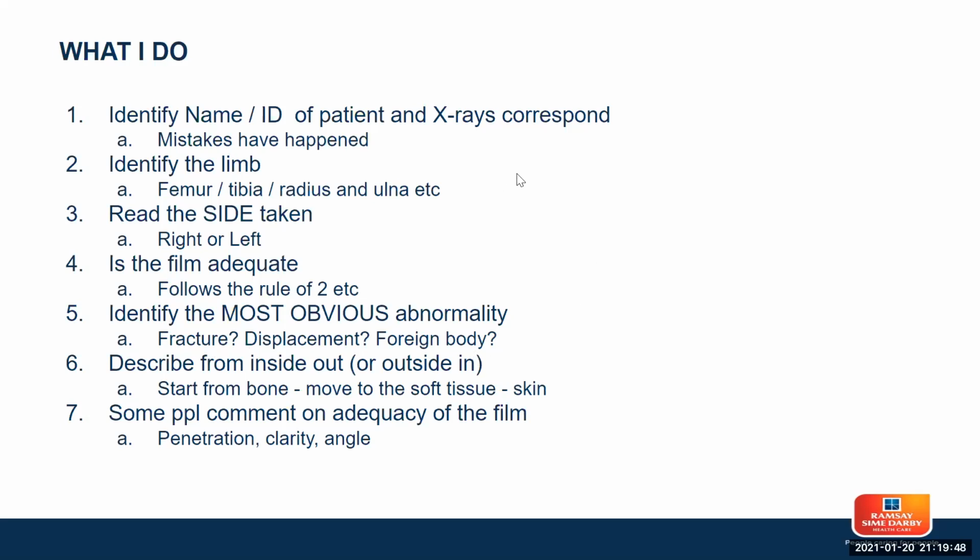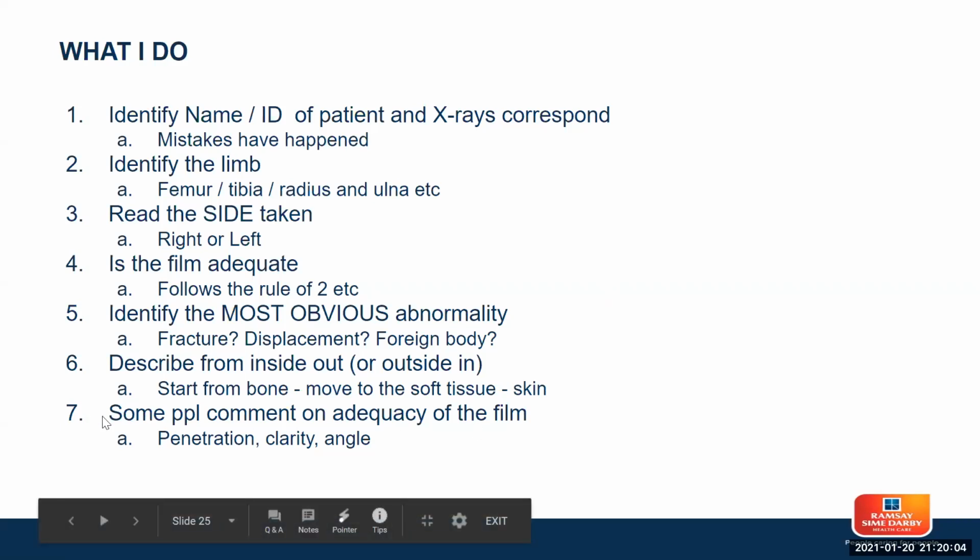And then you start to describe the film. There are two ways of doing it. You can describe inside out or outside in. If I start inside out, I start describing the bone first, and then I move outwards towards the soft tissue and the skin and whatnot. And I just describe what I see.